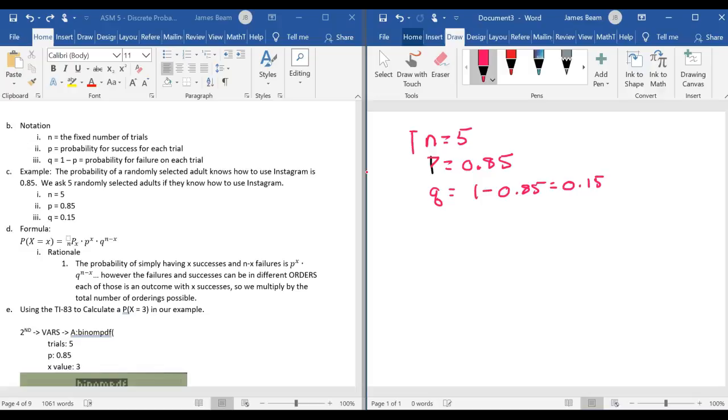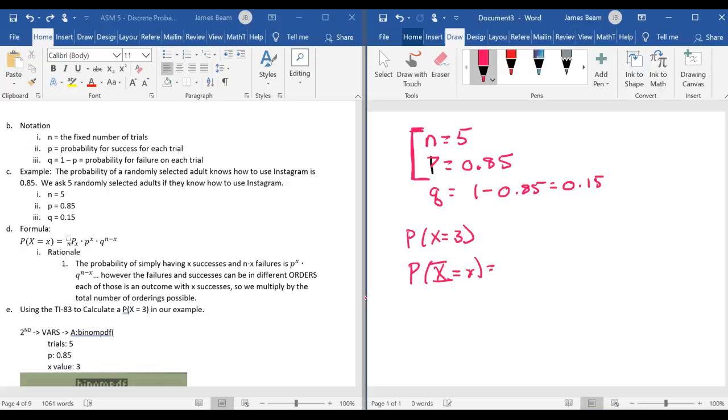So in order to do a binomial exploration, you really only need the N and the P. The Q you get for free. Let's say I grab 5. What is the probability that I get exactly 3 adults that know how to do this? There is a formula for this, and it seems kind of daunting at first.